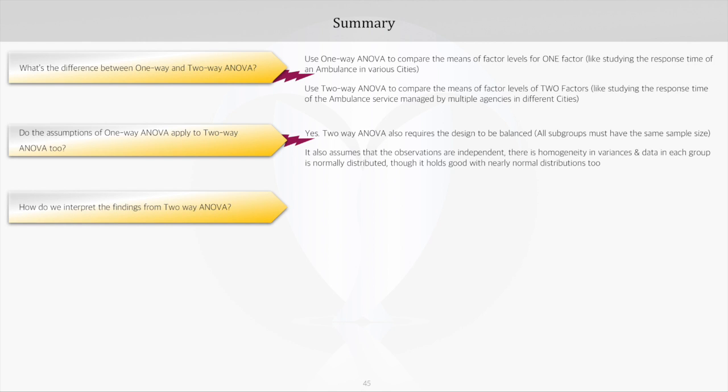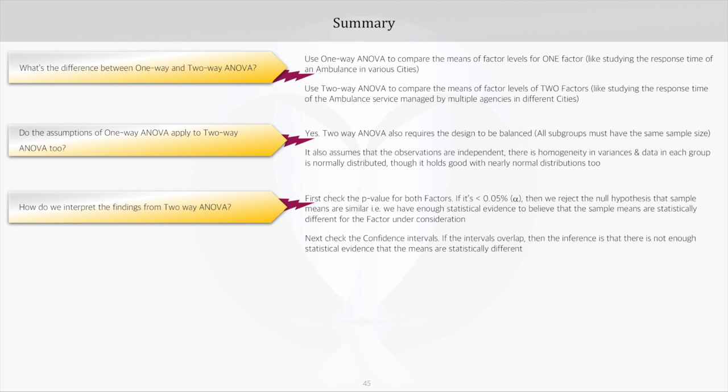What would be the key inferences to draw while interpreting the two-way ANOVA? First and foremost, one needs to check the p-value for both factors. If it's less than 5%, which is the level of significance we choose normally, then we reject the null hypothesis that sample means are similar. So it means we have enough statistical evidence to believe that the sample means are statistically different for the factor being studied.